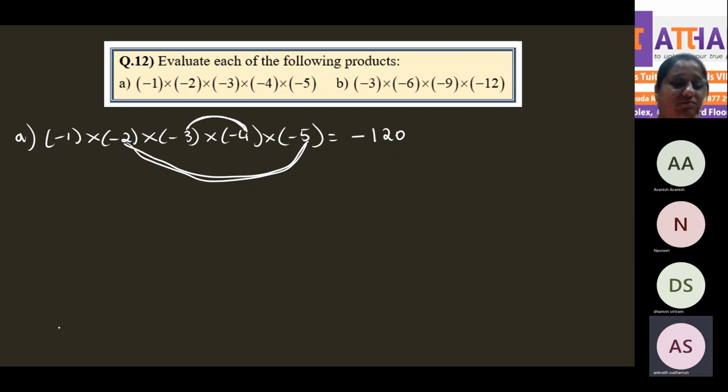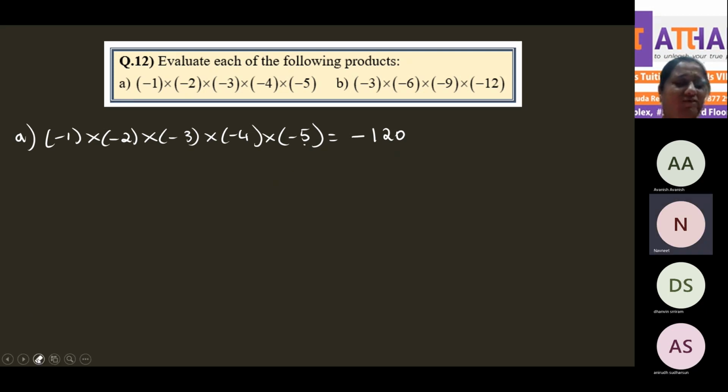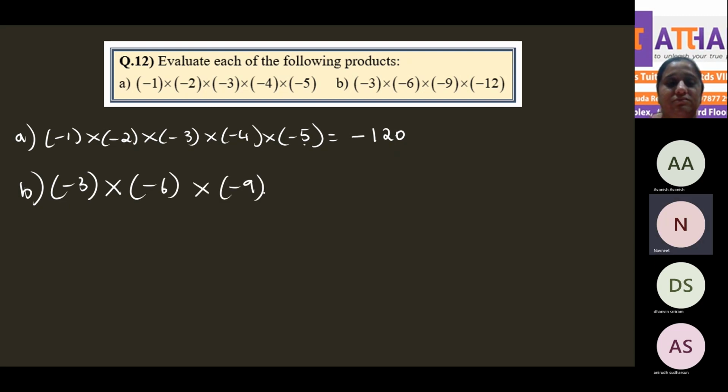Because 5 twos are 10. No, you're right. Don't get confused. The way you did is also correct. Don't worry. Next one. How many minus signs in the next one? Even or odd? Even. So the product will be plus. Now here you cannot get a product of 10 or 100, so you should do the regular multiplication. What's the answer?